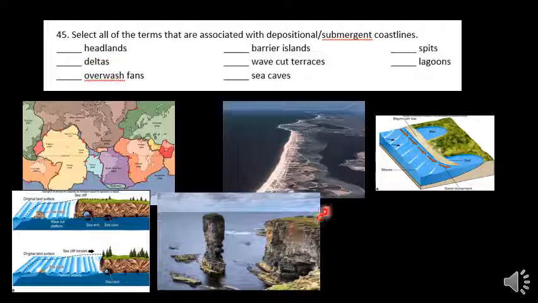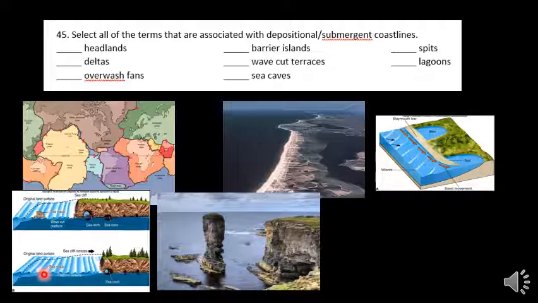Deltas, I don't have a picture of it up here, but that's where a stream that's carrying all this sand hits the ocean, and it just drops the sand into a triangular feature. So that would also be something of a depositional coastline. Wave cut terraces. Yeah, I forgot about that one. That's down here. That's an erosional. We're not going to check that one.